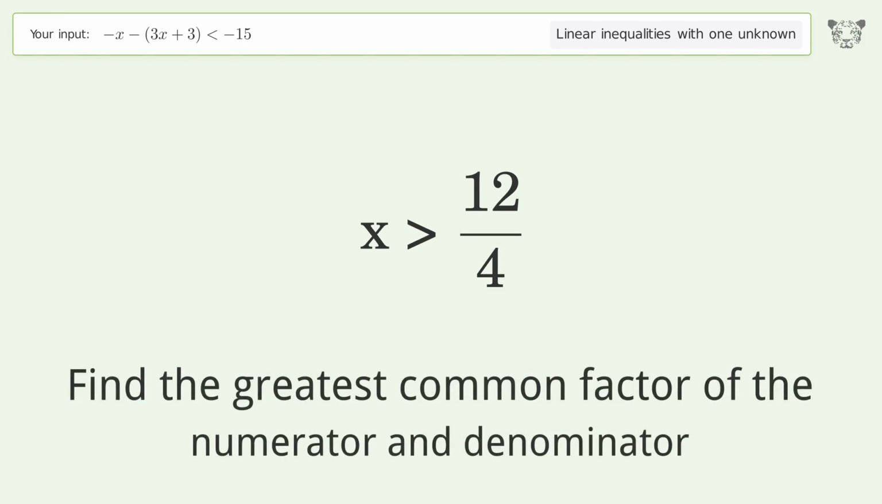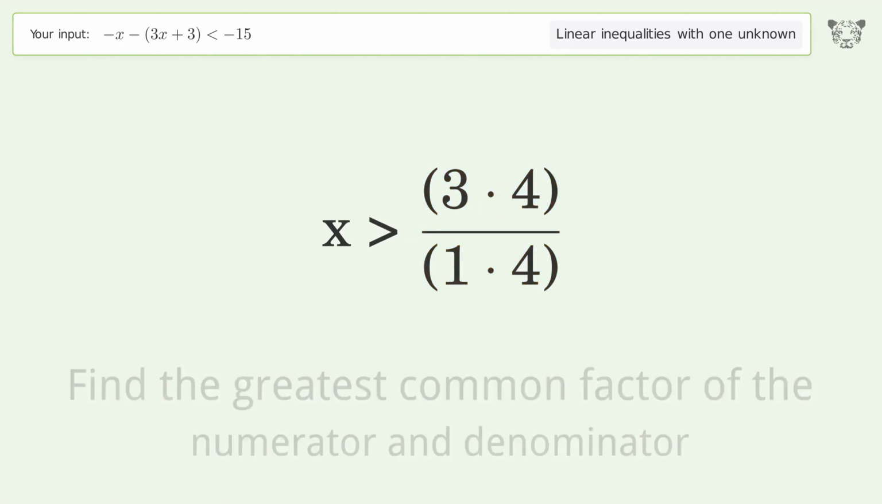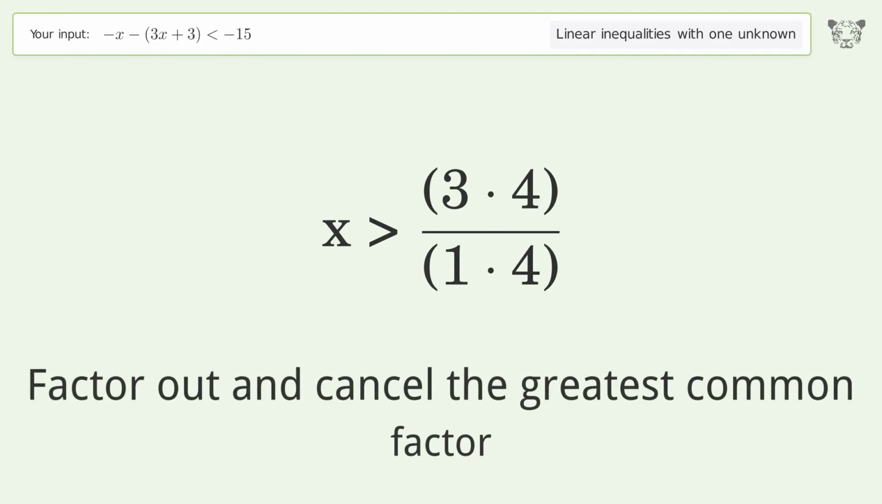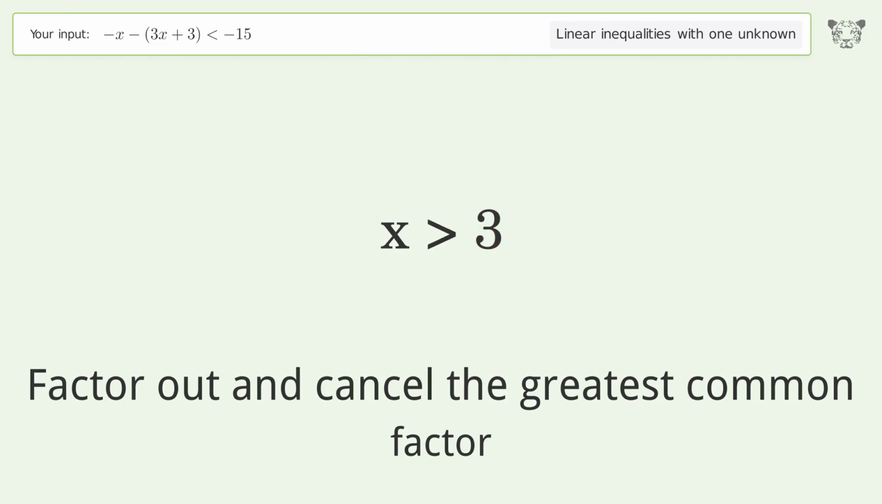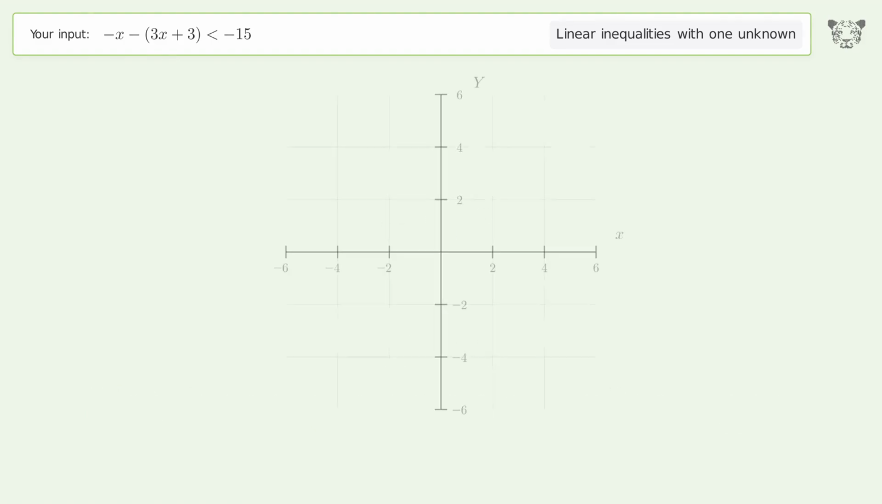Find the greatest common factor of the numerator and denominator. Factor out and cancel the greatest common factor. Plot the solution on a coordinate grid. And so the final result is x greater than 3.